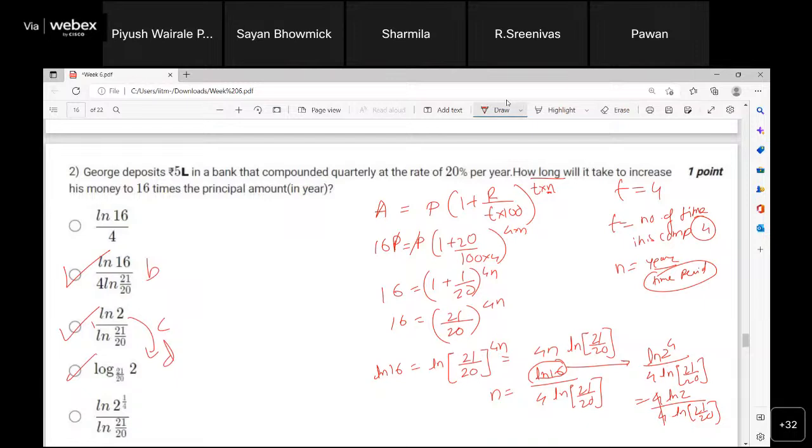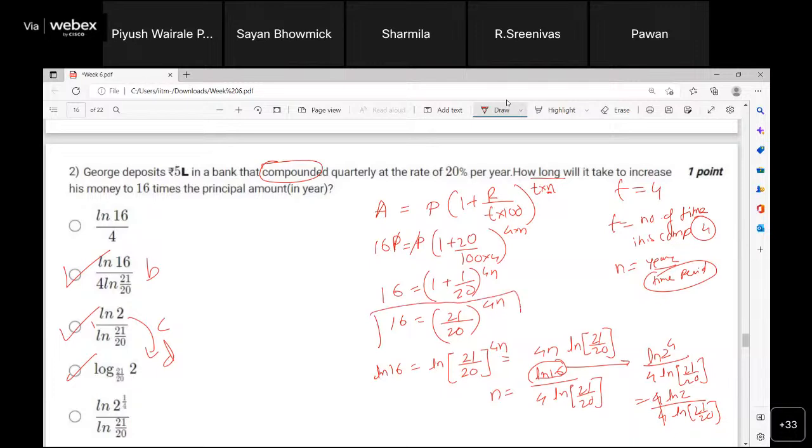Okay. So here we have to find out how long it will take to increase the money. It is compounded, so we have to use the formula for compound interest: A equals P into (1 plus R upon T into 100) to the power T into N, where T is the number of times it is compounded and N is the year. Now I am putting the value A equals 16P. Here P into (1 plus 20 upon 100 into 4) to the power N. So P and P get cancelled. Now I have just done cross multiplication: 20 plus 1 is 21, so 21 upon 20 to the power 4N.